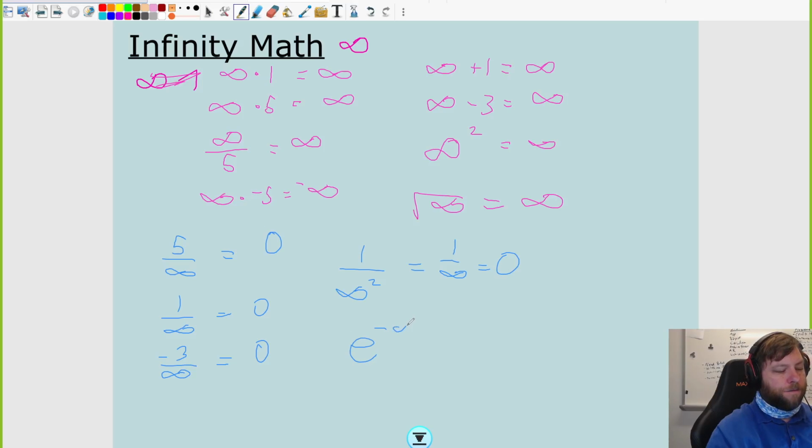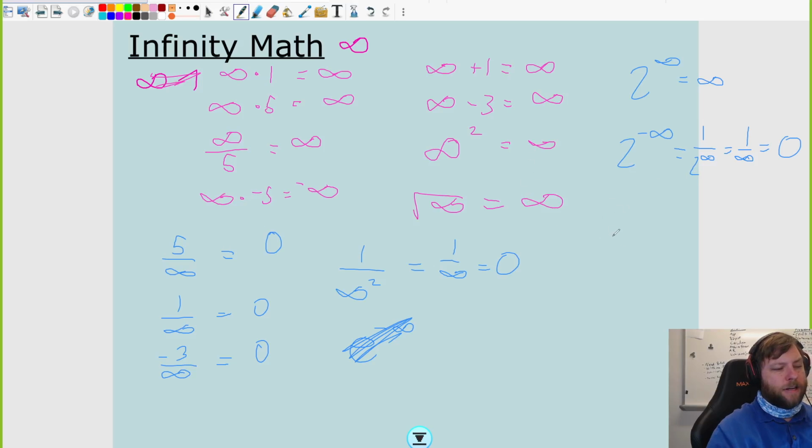What if I did e to the negative infinity? What is this? First of all, before I do that, what if I did 2 to the infinity power? Well, that's still infinity. But if I did 2 to the negative infinity power, that's equivalent to 1 over 2 to the infinity. It's like 1 over infinity, which is 0. So careful with the negative exponents, because then they just convert to the bottom. That's sometimes a way to trip you up.